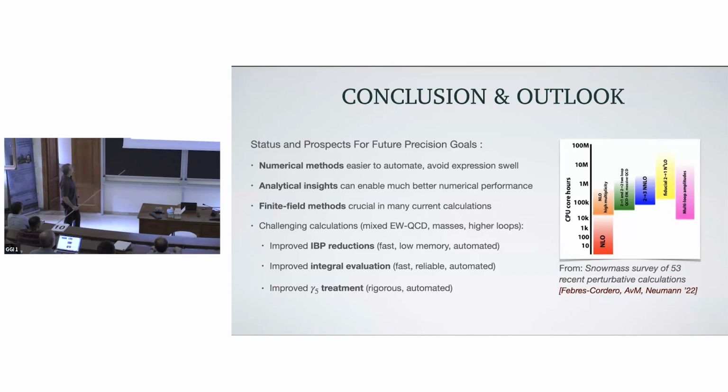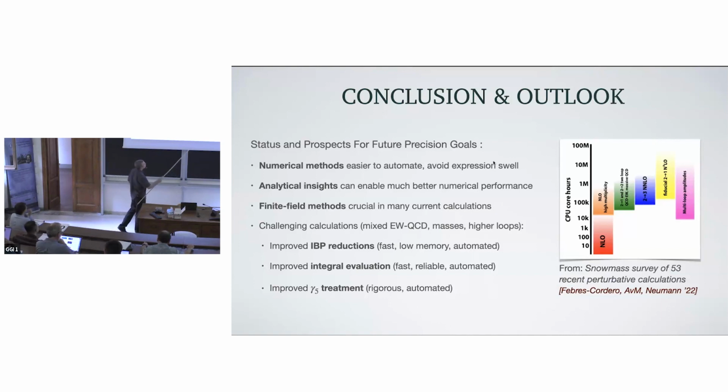And going forward, I think we still have the need for better IBP reductions and improved schemes for the integral evaluation, which are very fast, allow you to go to high precision, and are easy to automate. And something I didn't really talk about, but what I wanted to put on this outlook slide, is that it would also be useful going forward, if we do more of these mixed QCD electroweak corrections, or just genuine weak corrections, that we get better automation for the treatment of gamma 5.